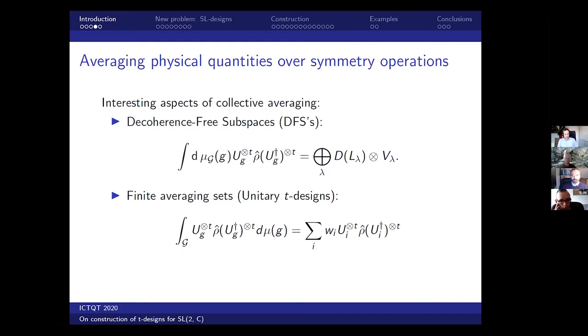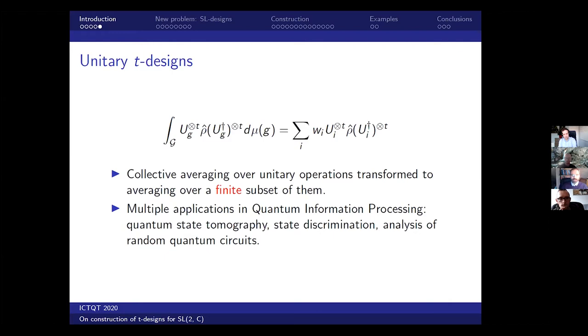Instead, in this talk, I will focus on another aspect of collective averaging, which is the existence of unitary designs. So, in other words, a finite averaging set for unitary averaging. And so what is a unitary design? A unitary design is a finite, this is a very important word, a finite set of unitary operators, the action of which mimics exactly, or in some cases approximately, the averaging over the entire group. In this talk, I will focus only on exact designs. I know that there is a huge field of approximate designs, but this is not covered by our work.